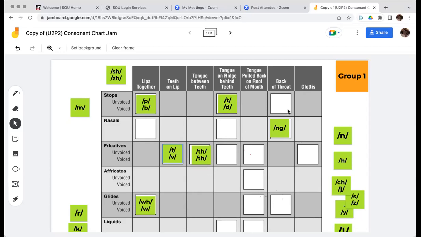And would it be the tongue pulled back on the roof of the mouth, the tongue between the teeth, or the back of the throat? Which do you think it would be? It's in the back of the throat. Okay, so we are going to find K and G, and we're going to put it there. Logan, which one is the voiced one, K or G? G. I agree.